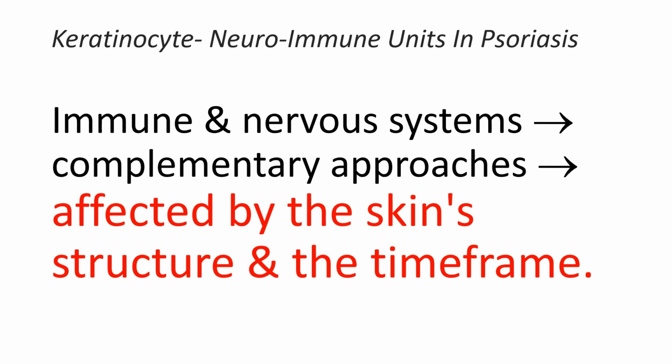Now I'm going to explain more deeply what came in this reference. The skin depends on various primary cellular networks to perceive and respond to environmental stressors like microbial dangers or physical and chemical irritants. Both the immune and nervous systems offer complementary approaches to defend the skin barrier, and the extent to which each system contributes to this comprehensive protective reaction of the skin is predominantly affected by the skin structures and time frame within which it can effectively operate.